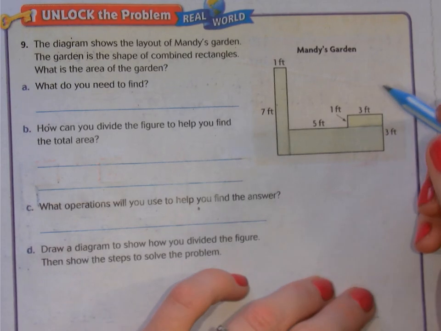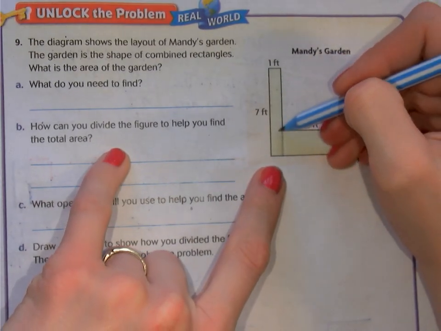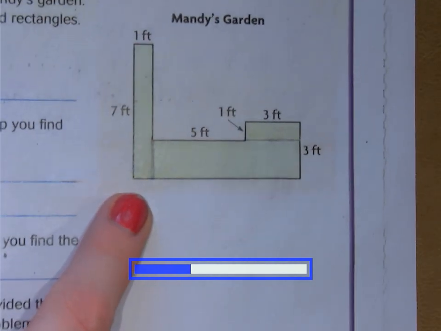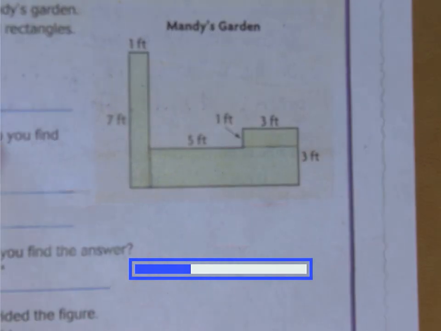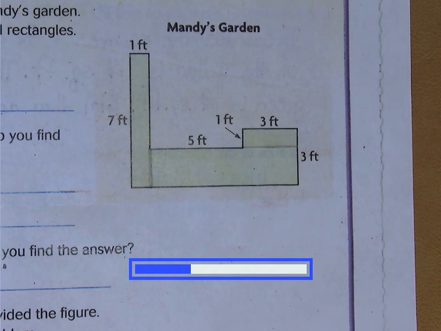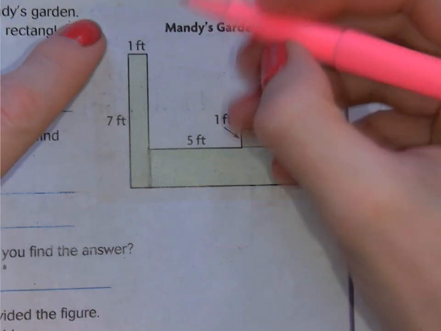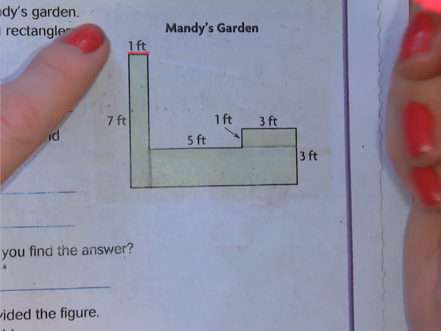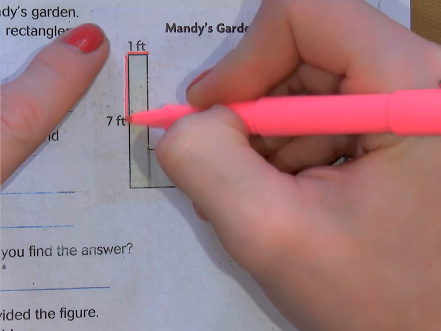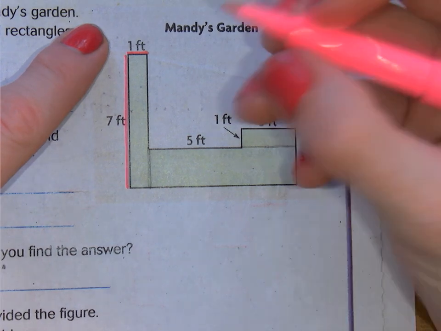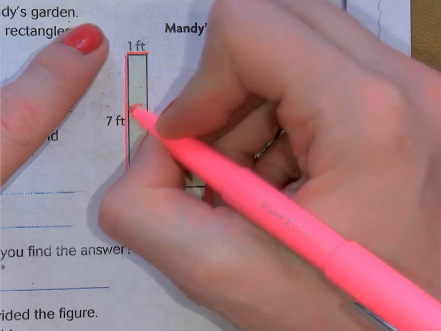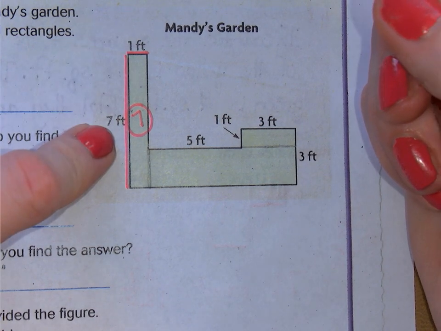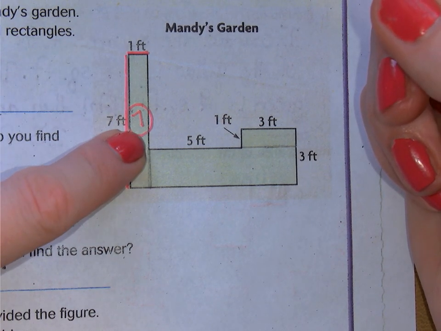Okay, let's start right here. Let's start with this tall guy right here. Let me zoom in. Focus. Hot pink, what do you think? Yeah. All right, this tall rectangle, the base is 1. The height is 7, right? 1 times 7 is 7. So that tall rectangle is 7. 1 times 7, base times height, is 7.